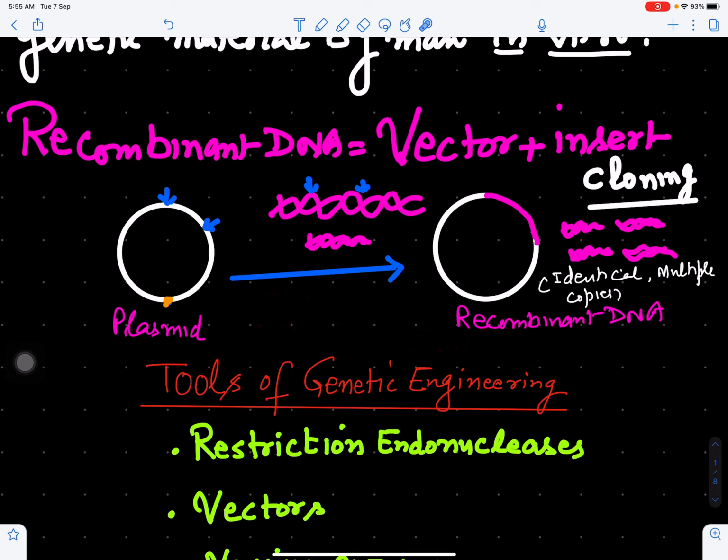Now these are specific enzymes which can cut the DNA at specific points. For restriction endonucleases, I have shared the link in the description box. You can watch that video. What are restriction endonucleases? A plasmid may have multiple restriction sites. This may have one restriction site.